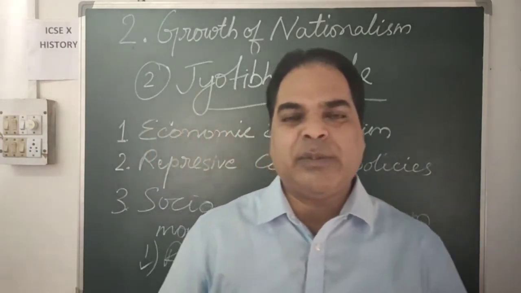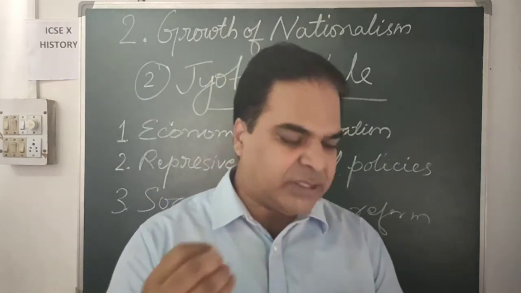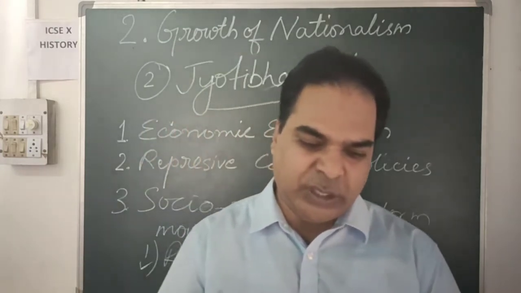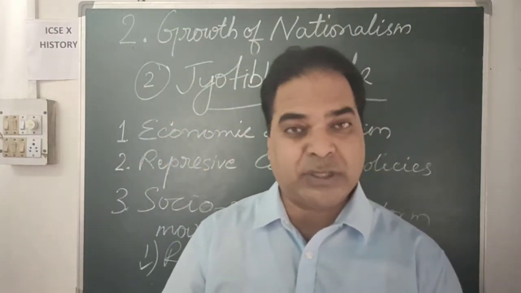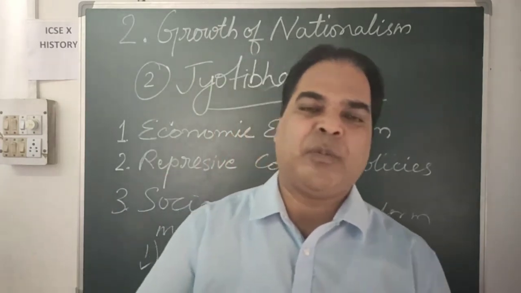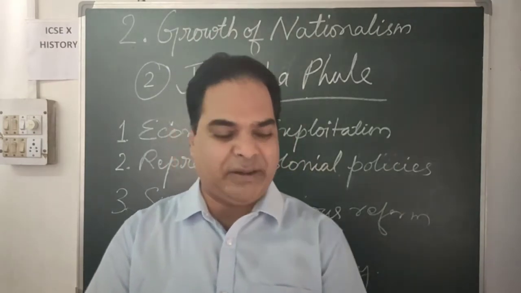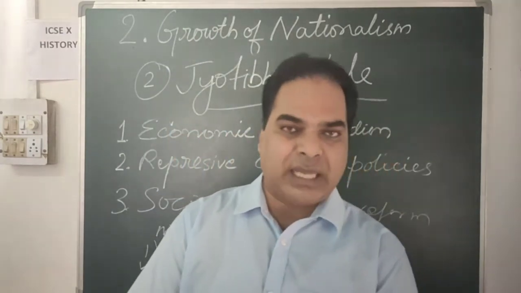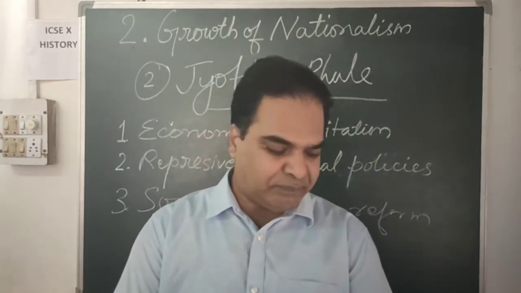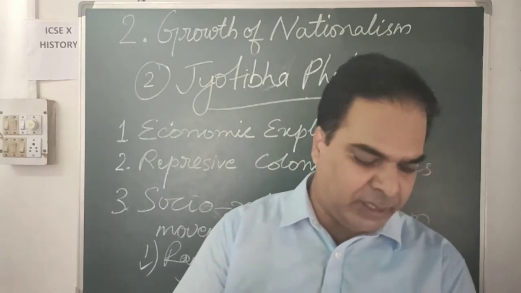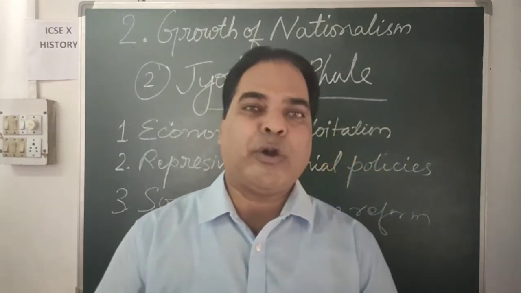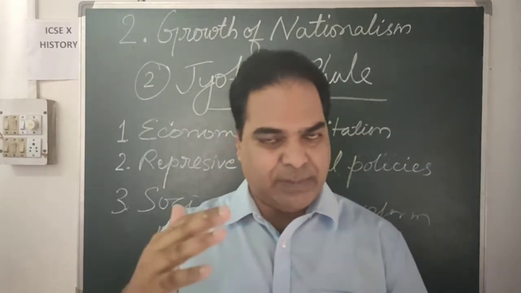Let us try to know a little bit about Jyotiba Phule. He was born in 1828. So he was junior to Raja Ram Mohan Roy, because in 1828 Brahmo Samaj was set up by Raja Ram Mohan Roy, and in the same year 1828 Jyotiba Phule was born in Satara district in Maharashtra. He belonged to a very poor family. He was working as a gardener. He belonged to a low caste family. Just imagine, a low caste family.